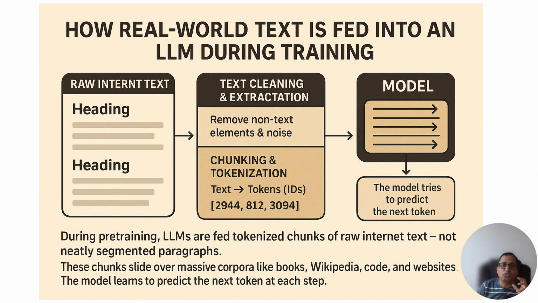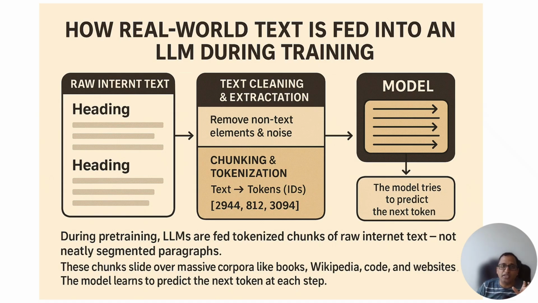Then comes a crucial step called chunking and tokenization. Here, the clean text is split into fixed-size blocks, often around, say, 2048 tokens per chunk. So they aren't neatly aligned to paragraphs or sentences. They are raw text segments that fit into the model's input window.